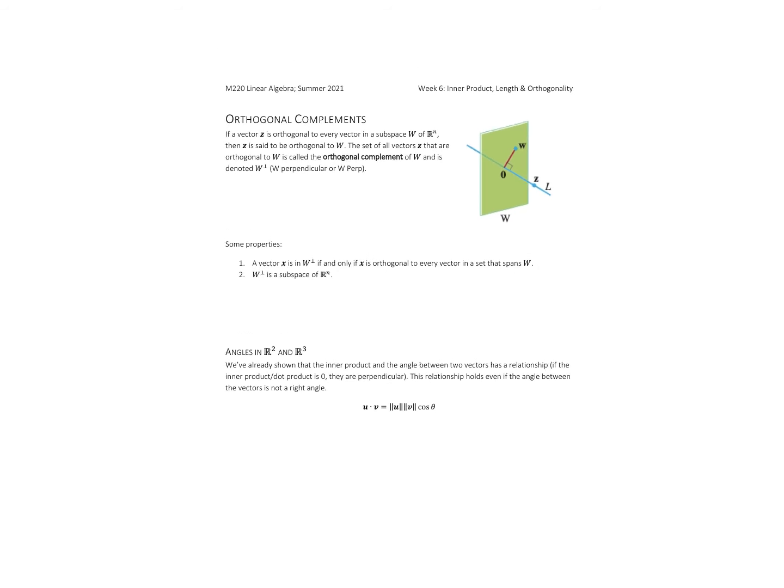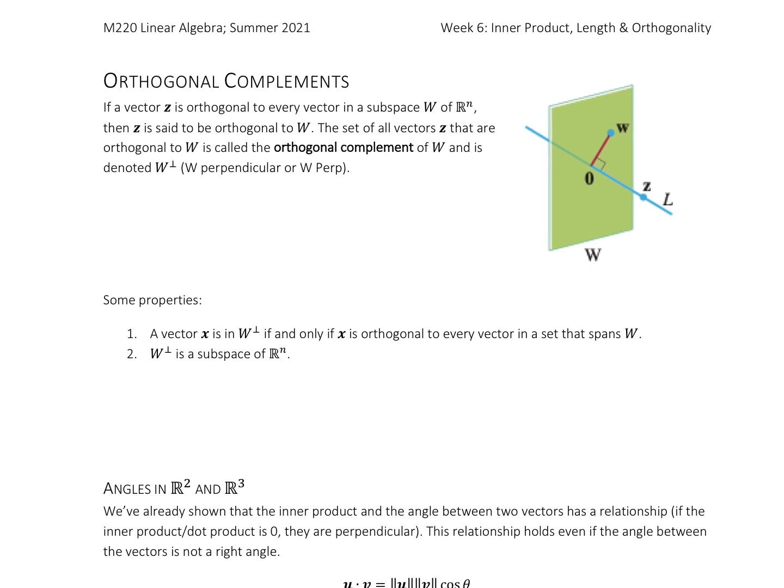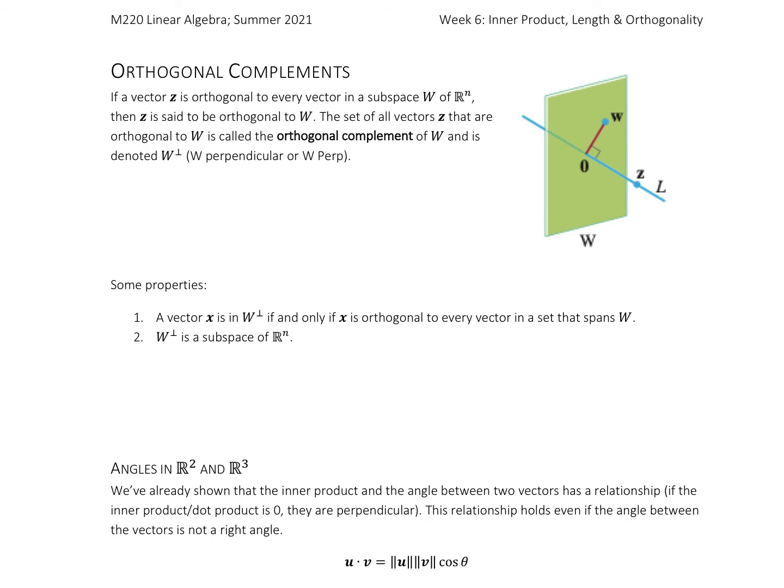All right, here's where we get into some different and interesting things going on here. And that's the idea of orthogonal complements. So if Z is orthogonal to every vector in a subspace W, then Z is orthogonal to W. The set of those vectors is called the orthogonal complement, and we call it W perpendicular of W, right?